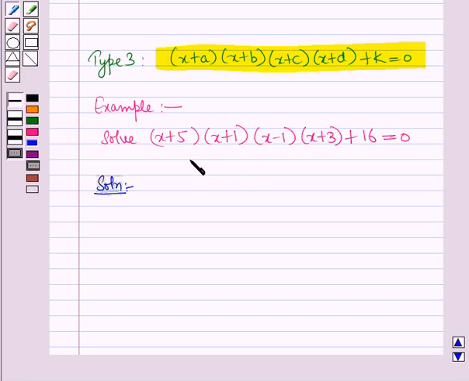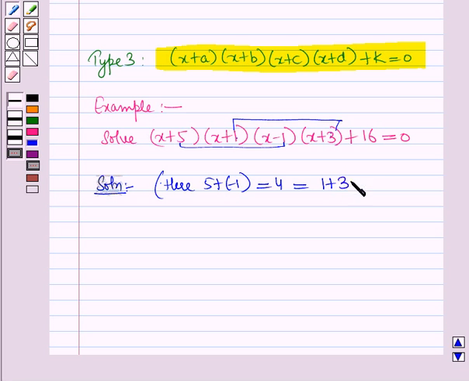Now consider 5 and minus 1 and 1 and 3. So here 5 plus of minus 1 is equal to 5 minus 1, which is equal to 4, and 1 plus 3 is also equal to 4. So here 5 plus of minus 1 is equal to 4, which is equal to 1 plus 3. That means the sum of these two quantities is equal to the sum of the other two quantities.